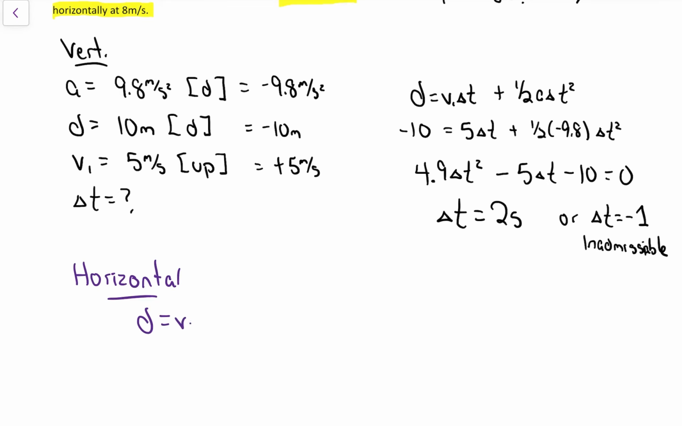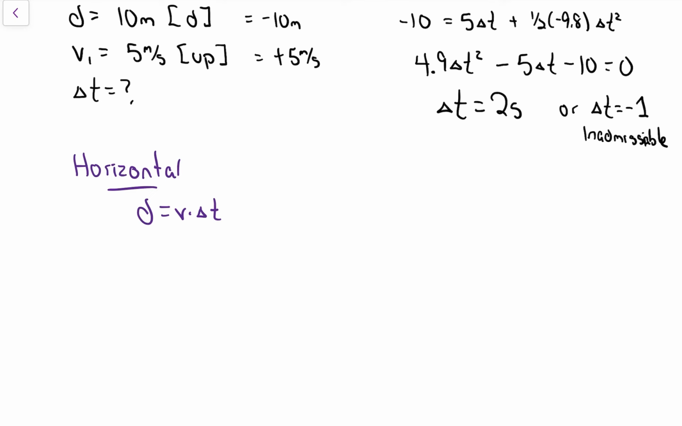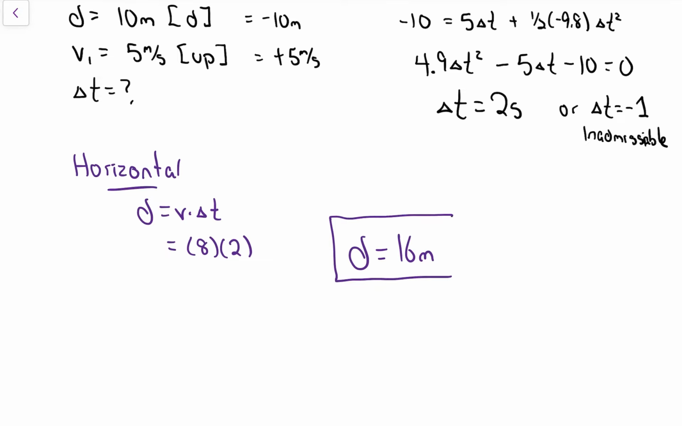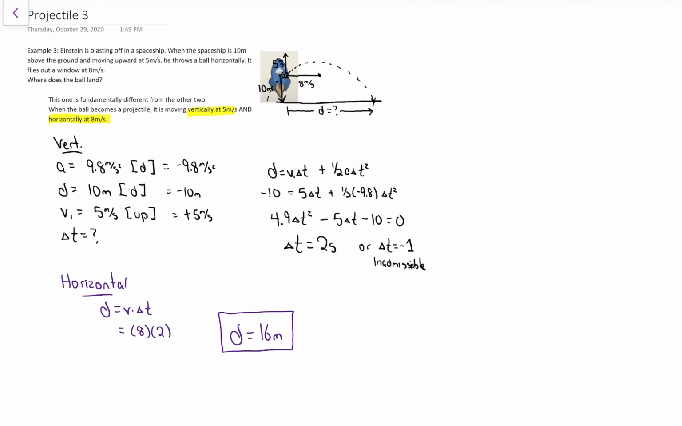We can use d equals v times t to figure out how far it goes. For this one that I made up, it was thrown sideways at a speed of 8. And we just figured out it's in the air for 2 seconds, so it lands 16 meters away. The difference to this one is we had to do a little bit more work in the vertical to get the time, but the steps were exactly the same. Also, we had to be careful in the vertical with our up and down. Now that we had an up as well as the down, we had to make sure our signs were done properly.